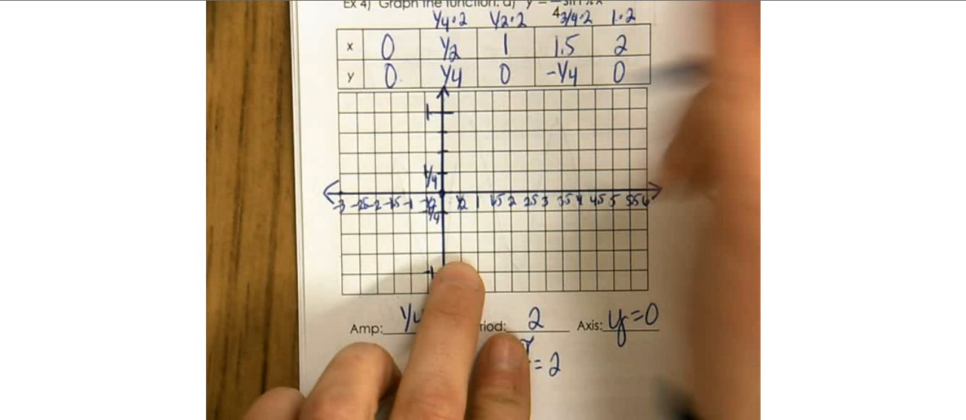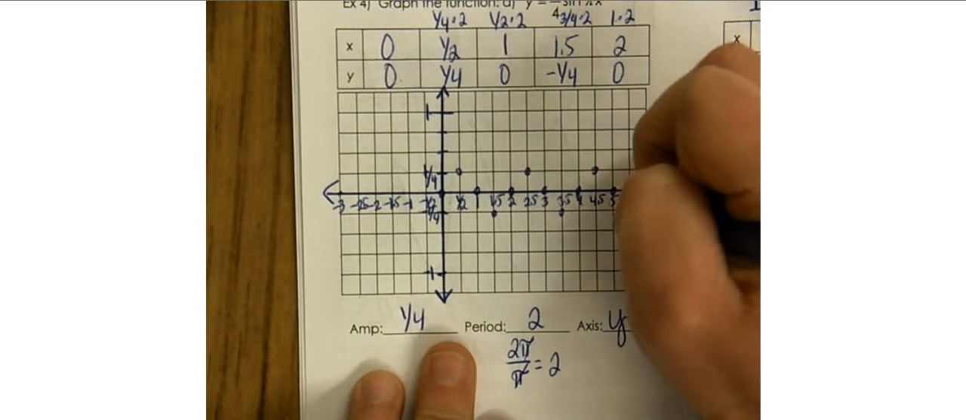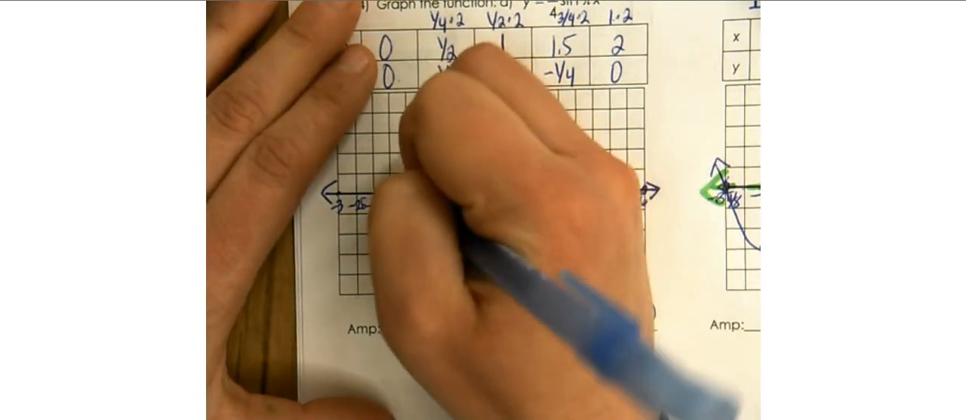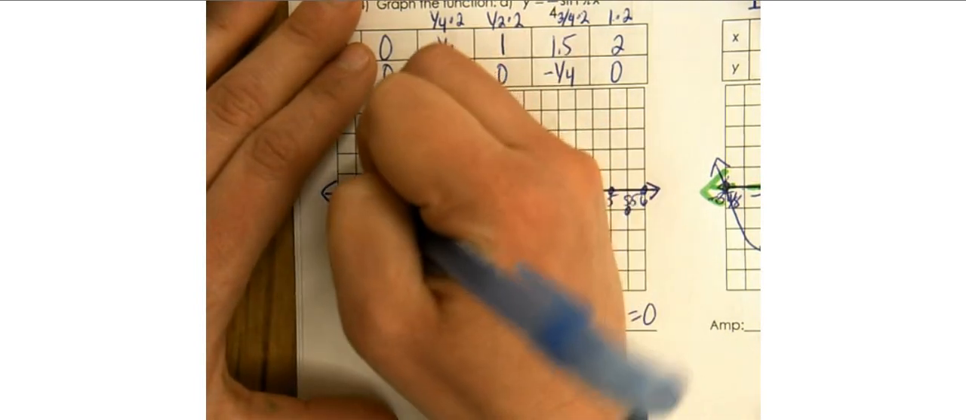Okay, so I'm going to plot 0, 0. And I'm going to go to 1/2, 1/4, then 1, 0, then 1.5, -1/4, then back up to 0. And I'm going to continue this pattern going all the way throughout, on both sides. And here's what our graph looks like.